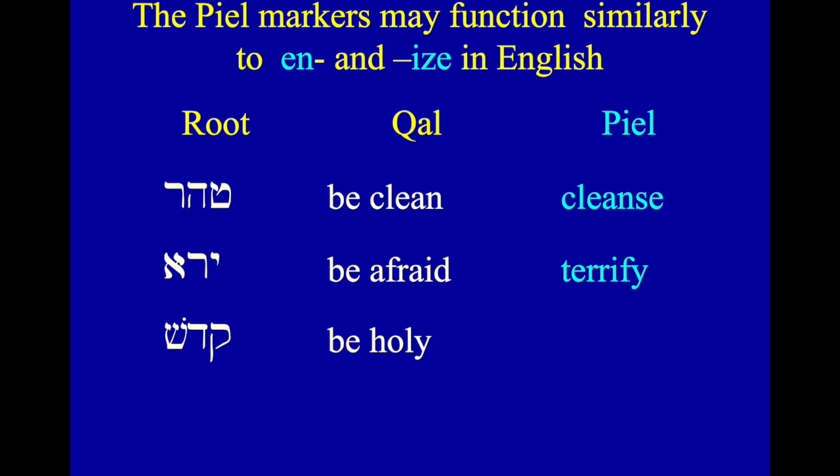Or how about this one? Kadash, to be holy, right? Kodesh is another word that we've learned that has to do with holiness. If this root is in the Qal, it means to be holy. It gives us a state, right? If we say it's in the Piel, then it wouldn't be to be holy, it would be to make holy, or consecrate, which means to set aside something as holy. You could translate that in English as to make holy, or to cause to be holy. That's fine, but it's better to find a single word to represent that.